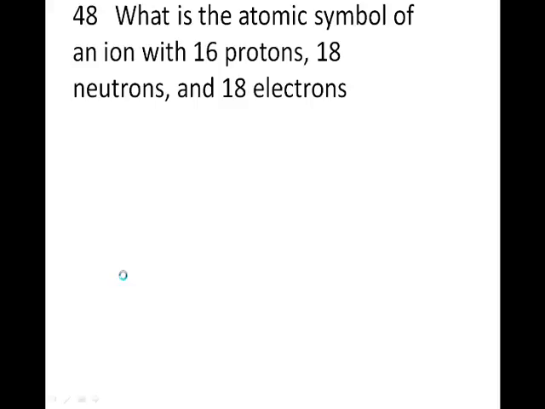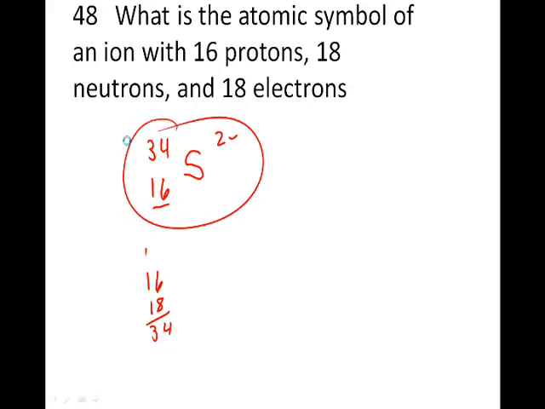Number 48, what's the atomic symbol of an ion with 16 protons and 18 neutrons? So let's see, 16 plus 18 is 34, so that's the mass number. Atomic number 16, that must be sulfur. And the fact that it has 18 electrons means it has 2 additional negative charges, more than 16 positive charges, so it has a charge of 2 minus. So that would be the symbol they're looking for here in 48.